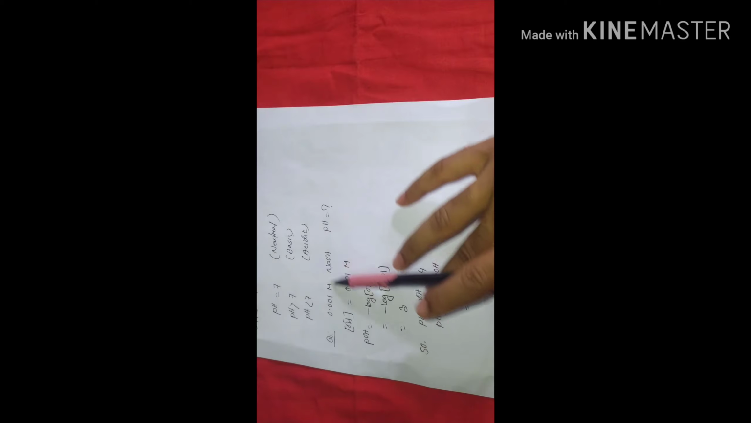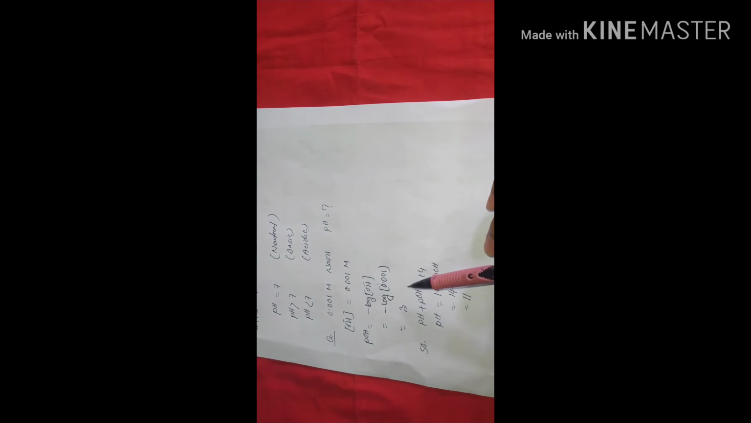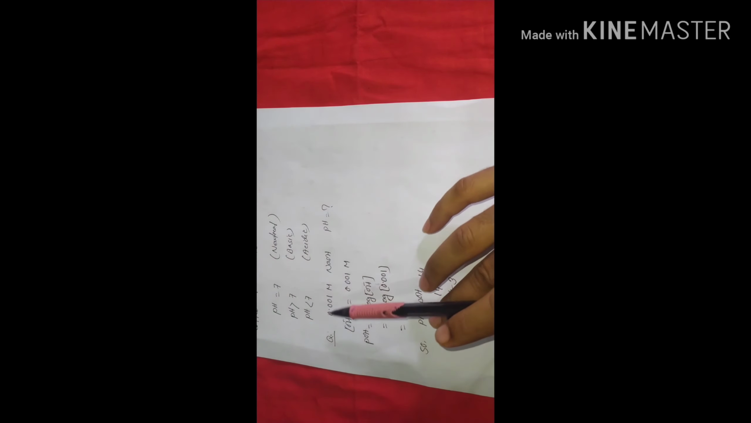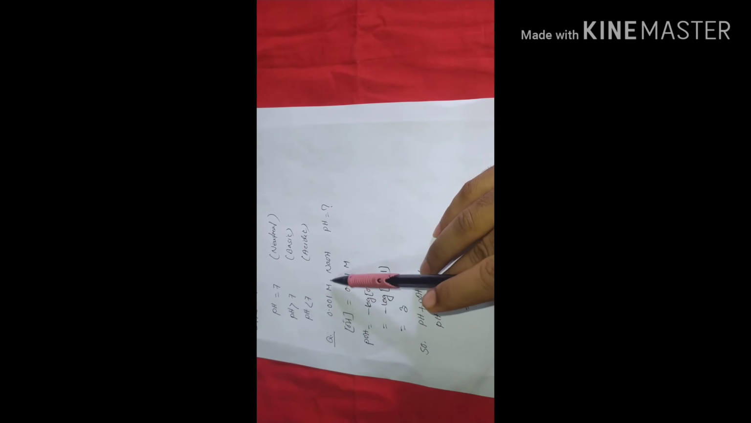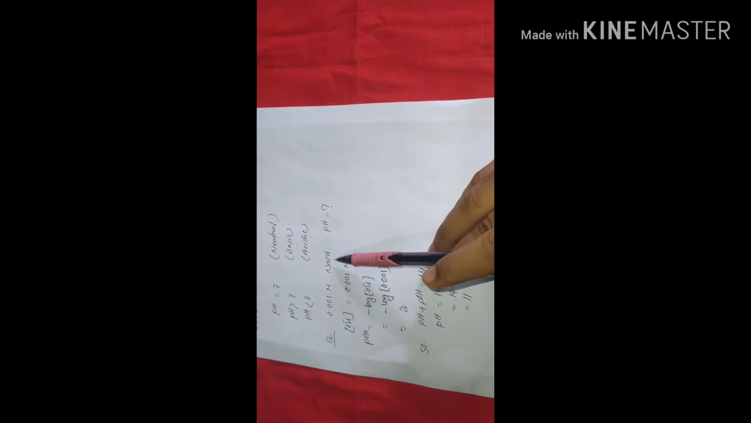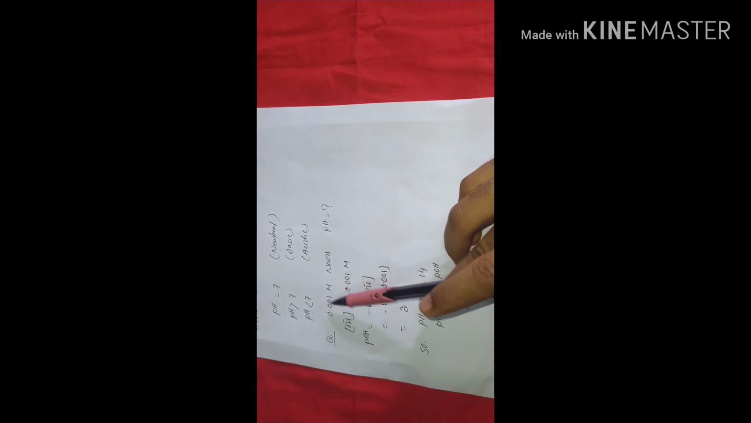This mathematical problem is like the acid one. Here you have to find out the pH value of 0.001 molar sodium hydroxide. So we know sodium hydroxide is a base, so at first we have to find out the pOH value, then using the equation we have to find out the pH value. So its pOH value is 3, and finally we get the pH value 11 by using this equation.